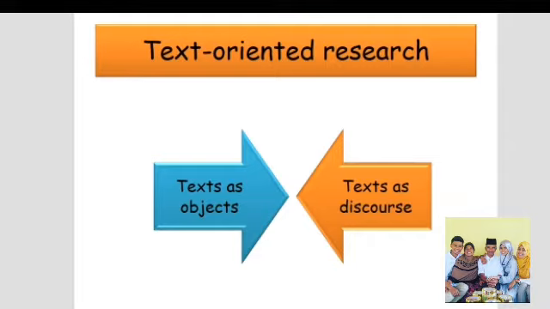In text-oriented research approach, this approach sees text in two sides. The first side sees text as object. The dominant model for many years saw writing as a textual product, a coherent arrangement of elements structured according to a system of rules.